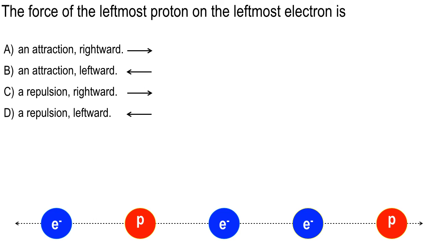Question 2, I guess, for today. The force of the leftmost proton on the leftmost electron. Now this is a simple question. Is it an attraction rightward, attraction leftward? Is it a repulsion rightward? Is it a repulsion leftward? First basic thing, and you're going to have to decide this for every single interaction pair.